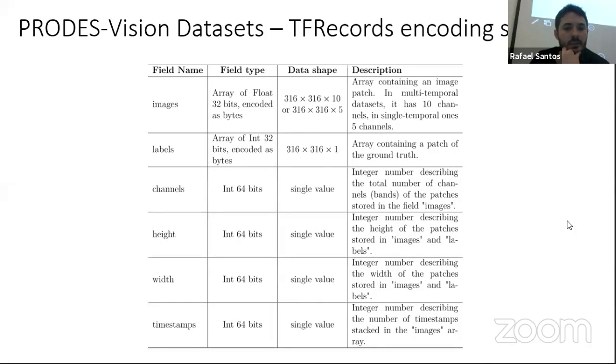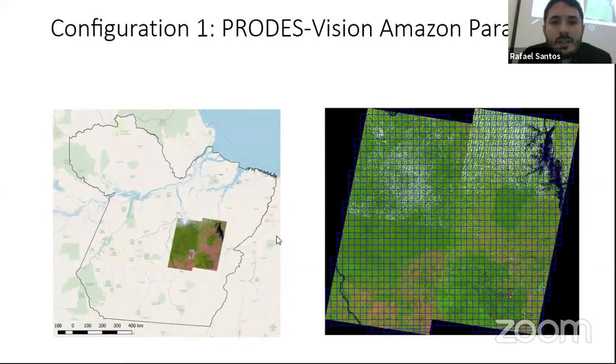Here is a quick look at how the TF records are structured, with one field for image labels and 4 describing features to be able to decode that in the data loader. And here, we generated three configurations of this data set. For next versions, we aim to also develop new versions with larger areas and other different regions.